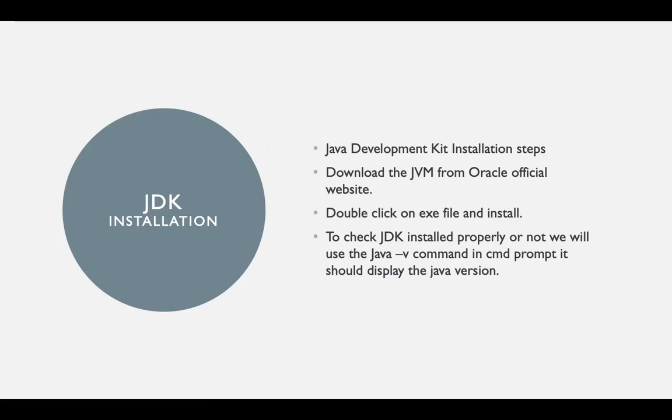After that, we have to validate whether it is installed properly or not. There is a command called java -version. When you run this command, it should display the Java version, which version of JDK you have installed in your machine. So this is how the steps are involved in JDK installation. I will quickly show you the steps.